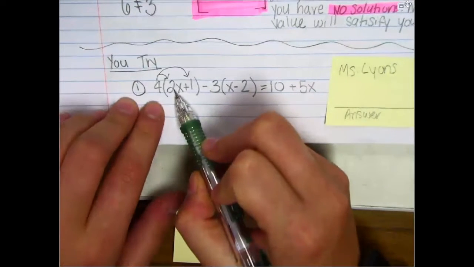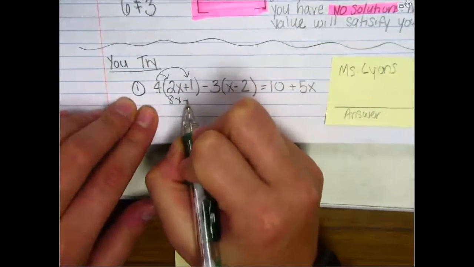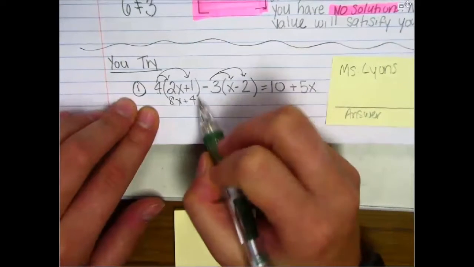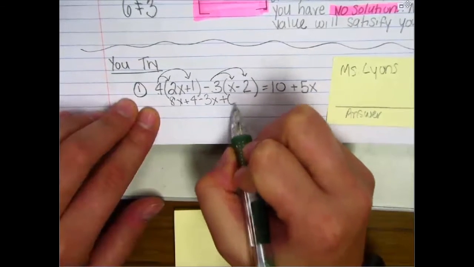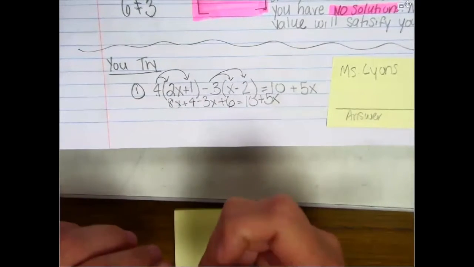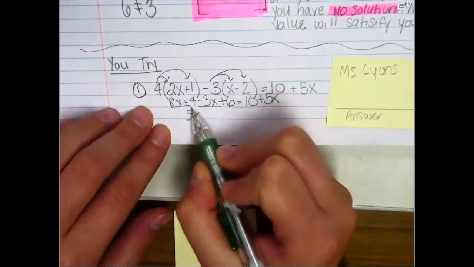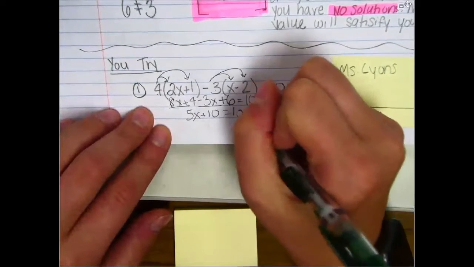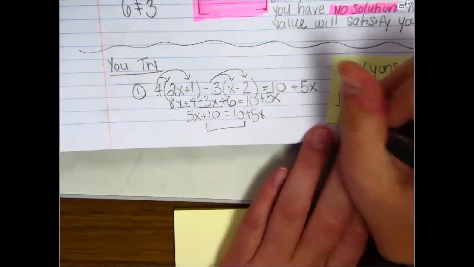4 times 2x is 8x. 4 times 1 is 4. Negative 3 times x is negative 3x. Negative 3 times negative 2 is positive 6. 2 negatives make a positive. Combine like terms. 8x minus 3x is 5x. 4 plus 6 is 10. Since these two sides are identical, there is an infinite amount of solutions.